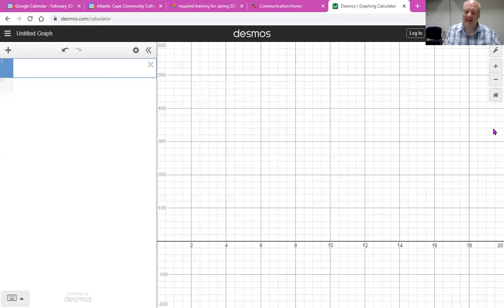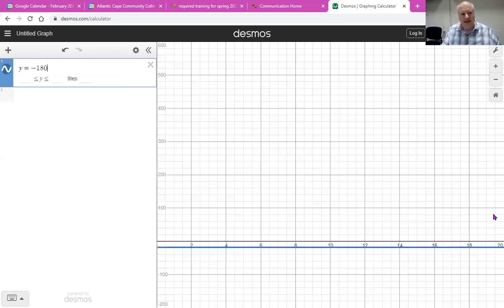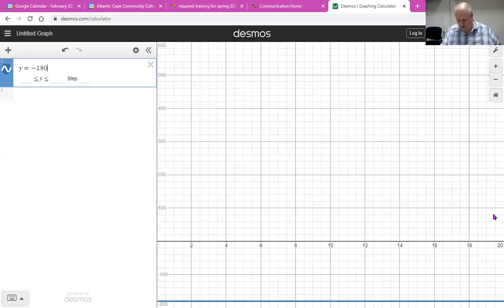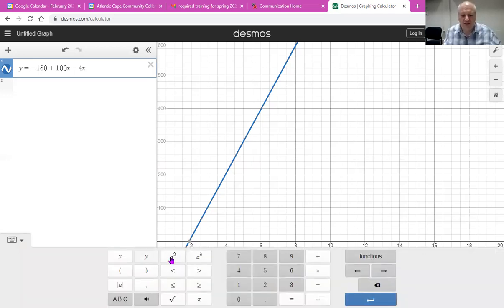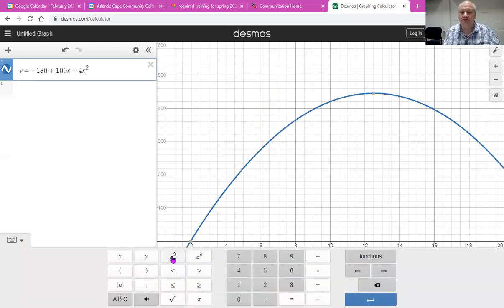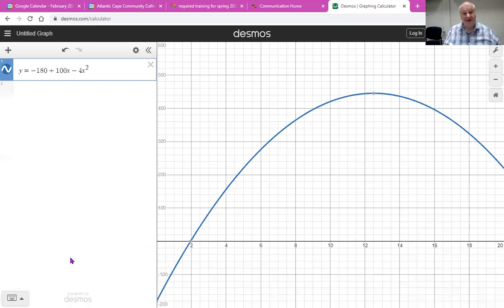Now let's put the formula in. The formula was in terms of p and n, but I'm going to deliberately use y and x instead. It'll be y equals -180 plus 100x, minus 4x squared. To get squared, you could do the up caret, which is shift 6, or if you want, you could come over here to the little keyboard and you could type this one and it goes up there for you, okay? Now, look familiar, all right?